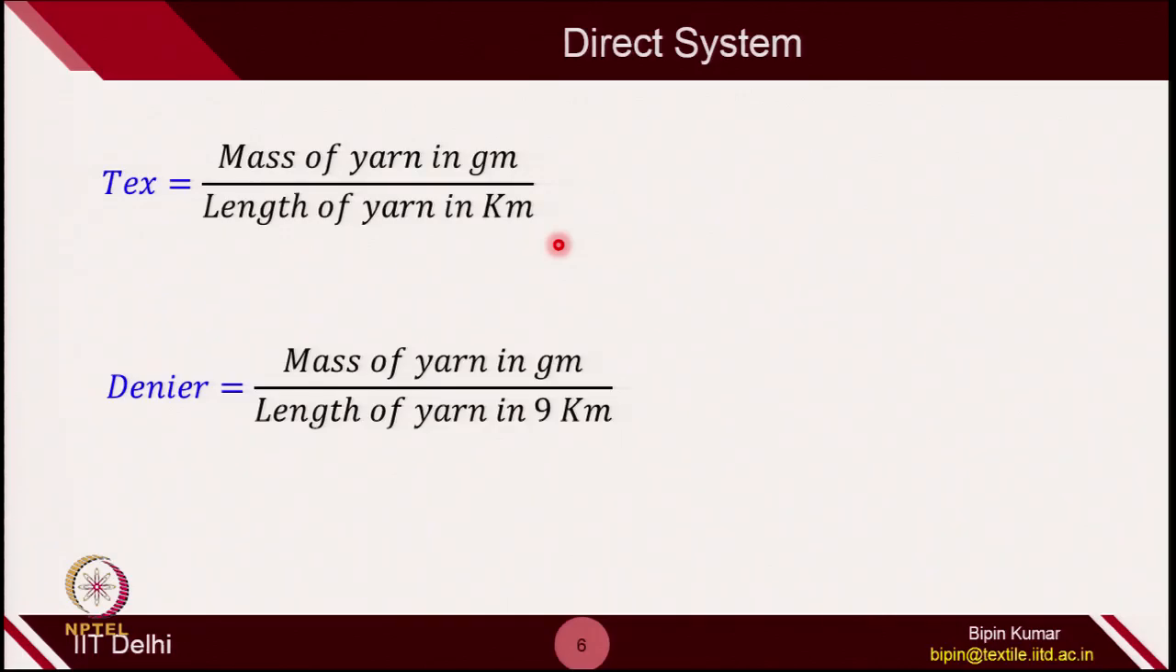The direct system is more direct. You take a common length of the yarn and measure the mass. Tex is described as the mass of yarn in grams per length of yarn in kilometers. So, you take 1 kilometer of the yarn and measure its weight; that is the Tex value. In the case of denier, you take the mass of yarn in grams per length of yarn in 9 kilometers. So, these are the direct systems.